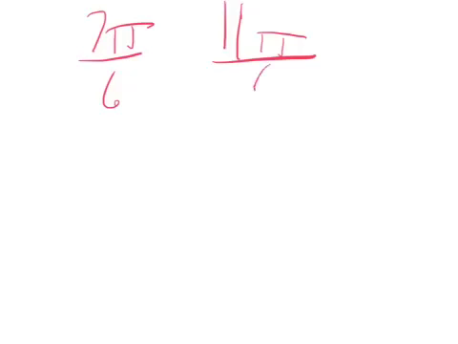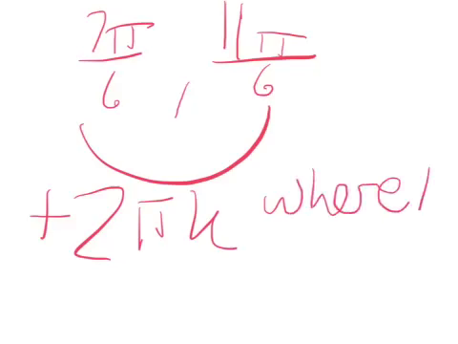There were no restrictions when making this problem, meaning that the answers are 7 pi over 6 and 11 pi over 6, and you can go infinitely many times around the circle and still reach those angles. So to write that, you would do plus 2 pi k, where k is an integer.